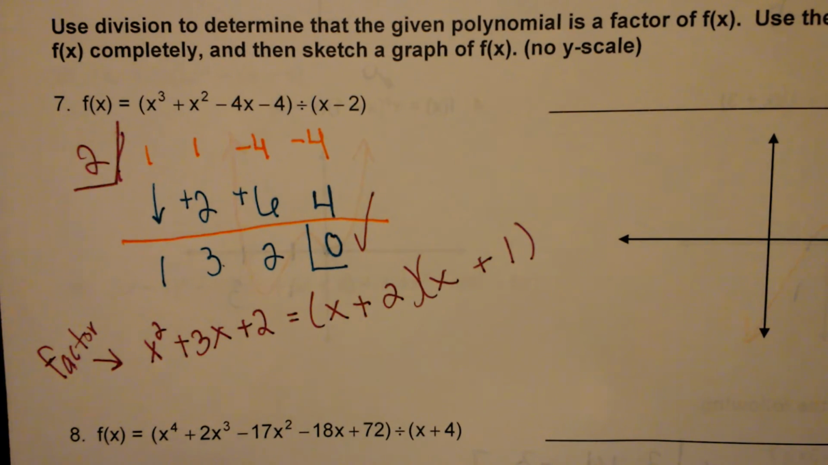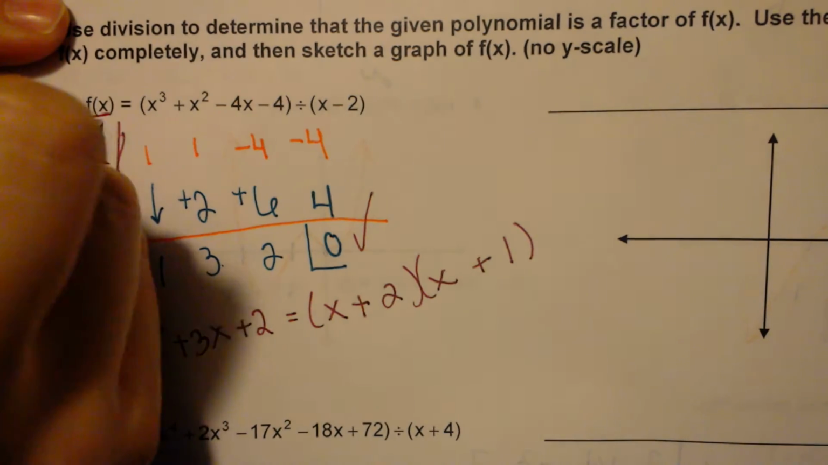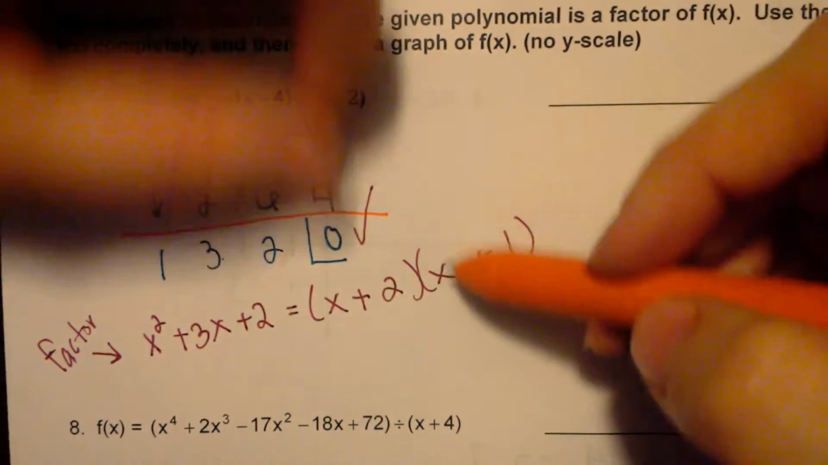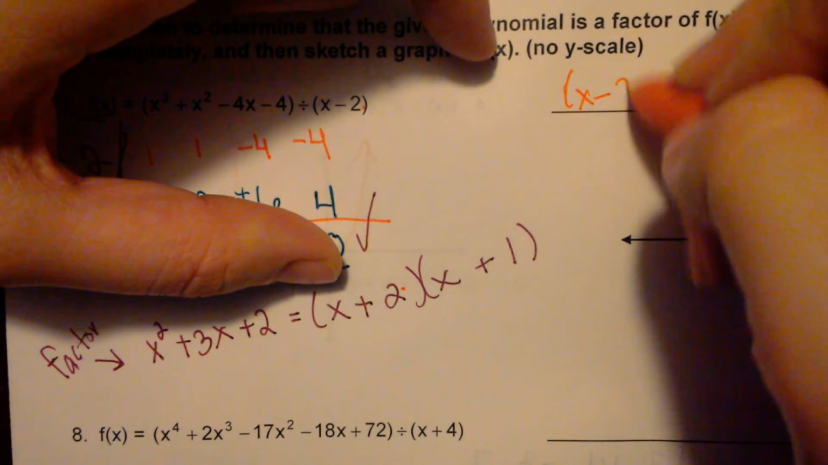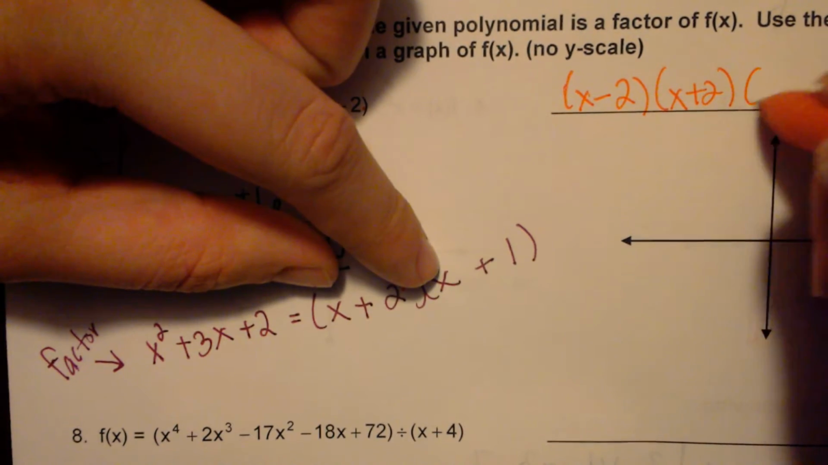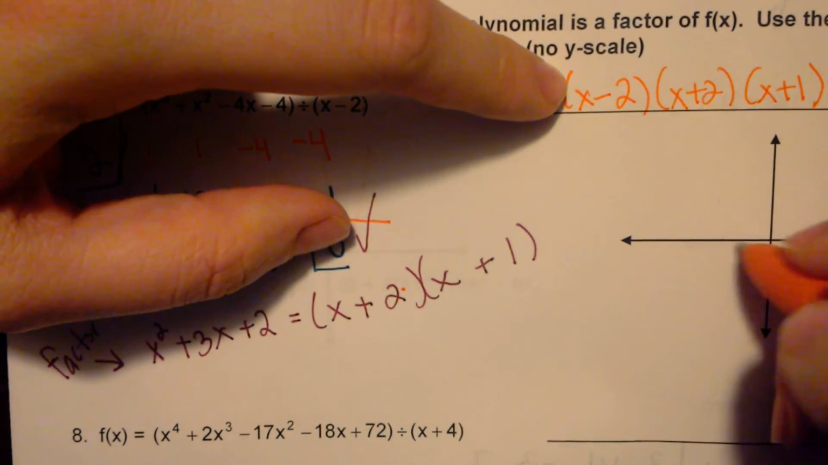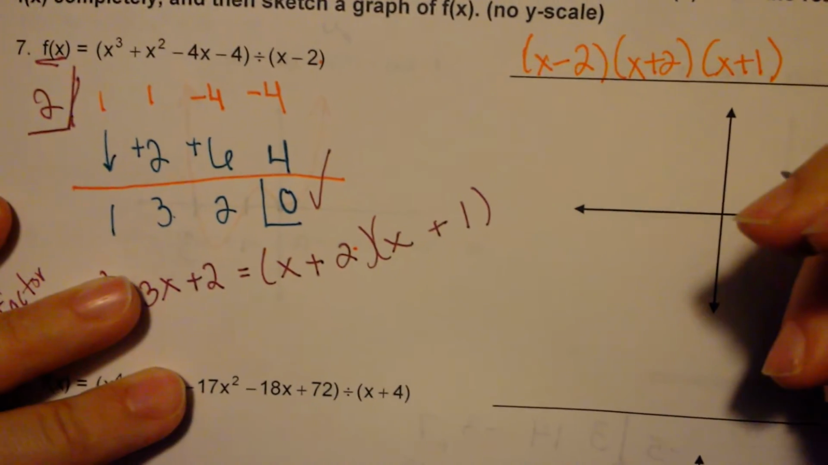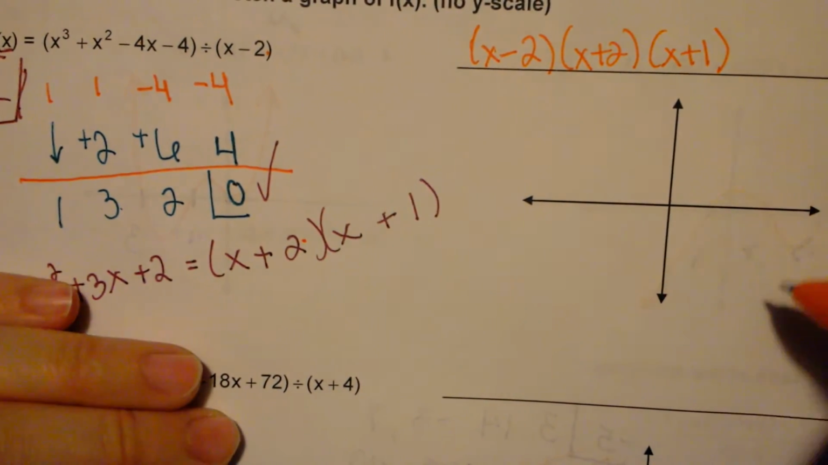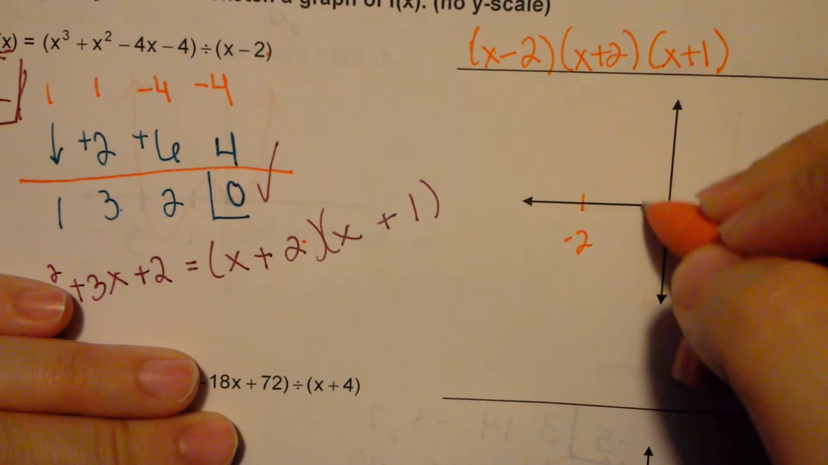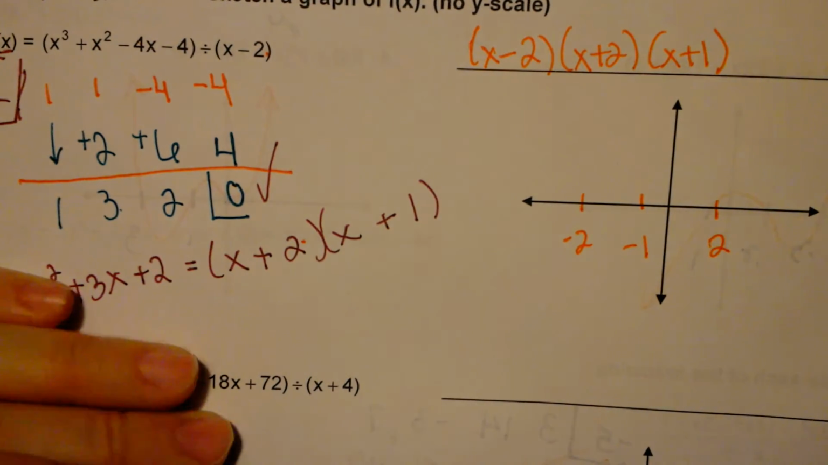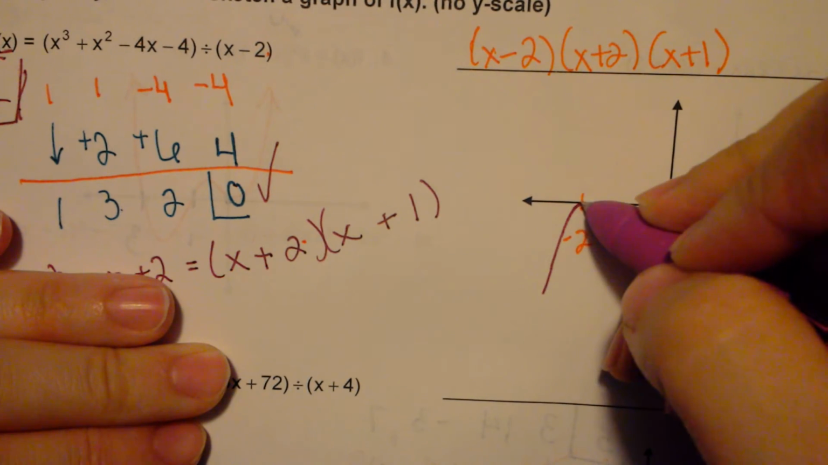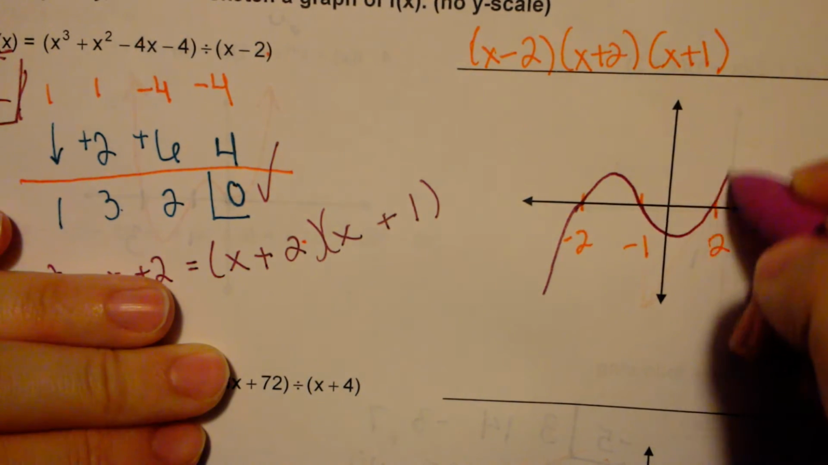And then I need to graph f of x. F of x is the original. So not only do I have x minus 2, but I have x plus 2 and x plus 1. So then it looks like problems 1 through 4, where I'm given a factored problem and I'm supposed to graph it. So negative 2, negative 1, positive 2. If you put that in the calculator, it would look like it would cross, cross, and cross.